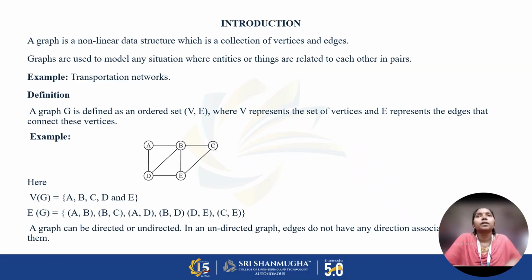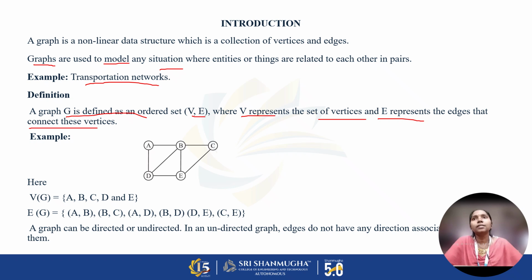First, introduction. Basically, first we have to discuss what a graph is in data structures and algorithms. A graph is a non-linear data structure which is a collection of vertices and edges. Graphs are used to model any situation where entities or things are related to each other in pairs, for example, a transportation network. A graph G is defined as an ordered set (V, E), where V represents the set of vertices and E represents the edges that connect these vertices.